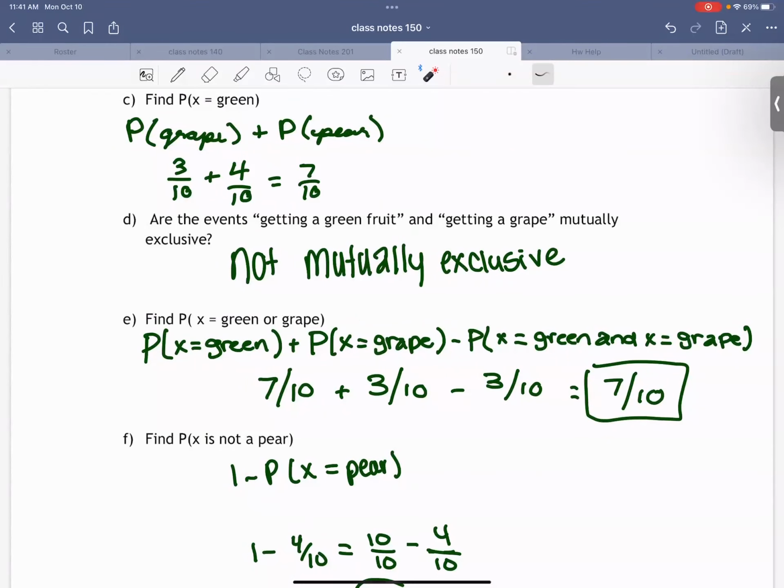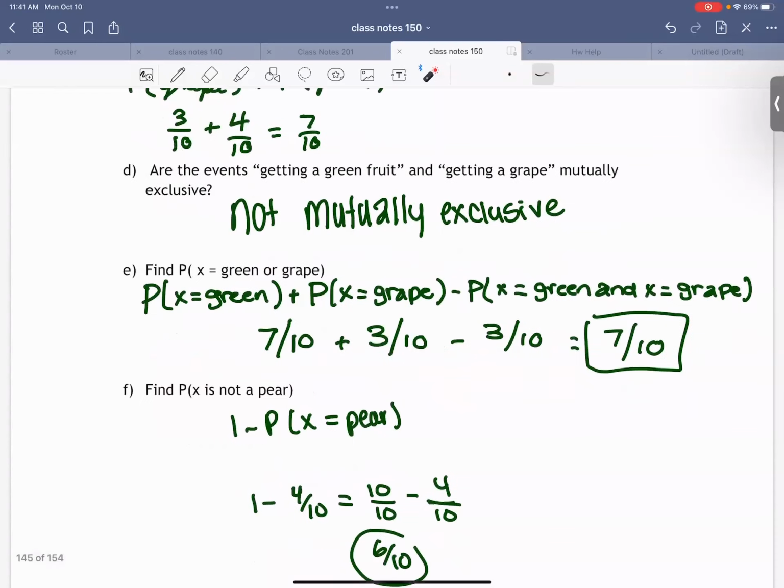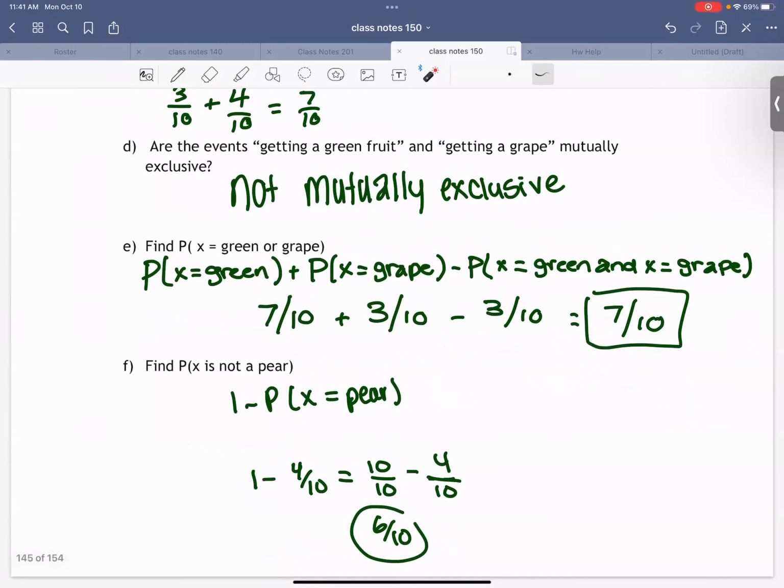Perfect job. Any questions on part D or E? Moving on to part F, this one was asking us to find the probability that something wasn't a pair, which is a little bit different than what we've been doing so far. Kelly, do you want to explain how you got this one?